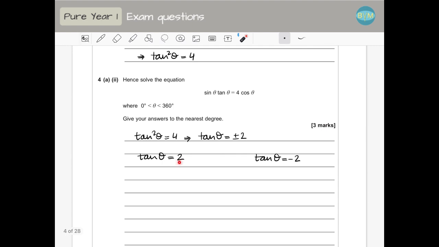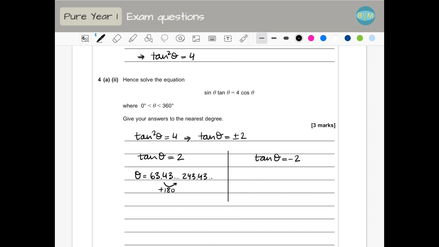Calculator. If we do tan minus 1 of 2 in degrees, we get that theta is 63.43 something else. In a minute I'm going to round, but I'm going to find all the solutions first. Then remember that tan repeats every 180 degrees. So the next solution is going to be when I add 180 here, which is 243.43. And if I add 180, I am out of the interval. So tan equals 2 gives me two solutions.